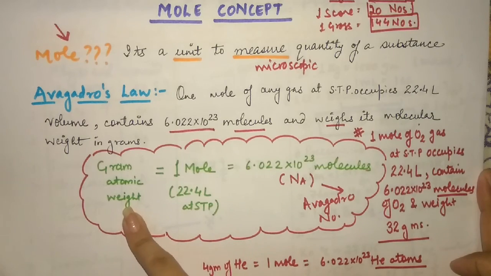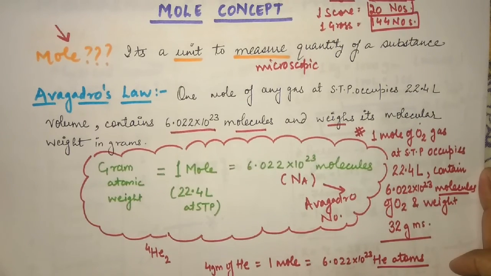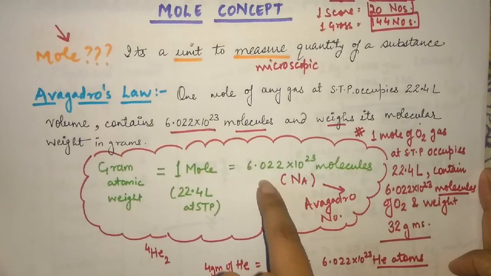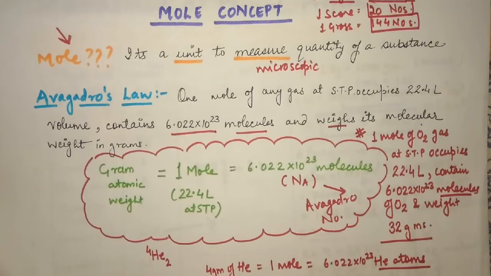So, gram atomic mass or gram atomic weight of any substance will be equivalent to 1 mole of that particular substance, and it will contain 6.022 into 10 raised to 23, that is Avogadro number of molecules or particles. Molecules or atoms, whatever is in consideration.